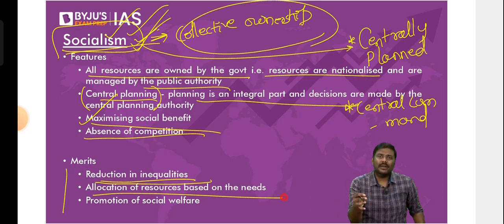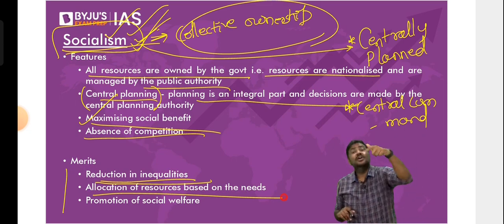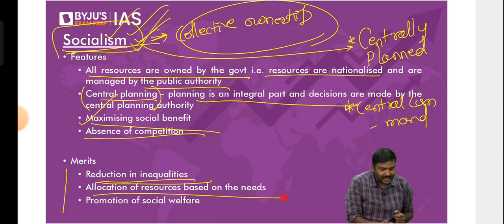Second, resources will be allocated by the government based on what is required for the economy. We will not simply keep on producing all the goods and services. What is required for the economy? For that, I will allocate the resources. The decision is made by the government: a centrally planned economy.